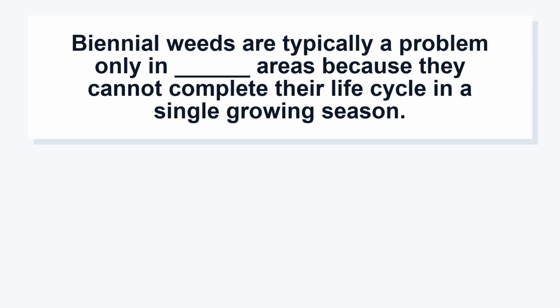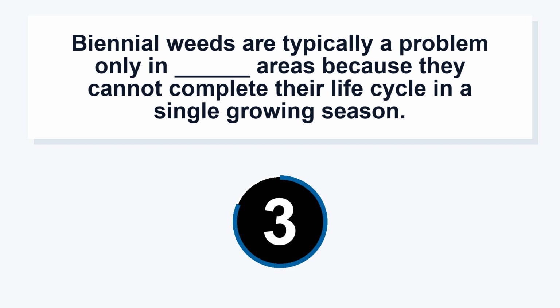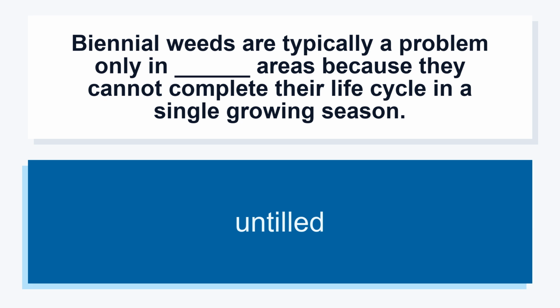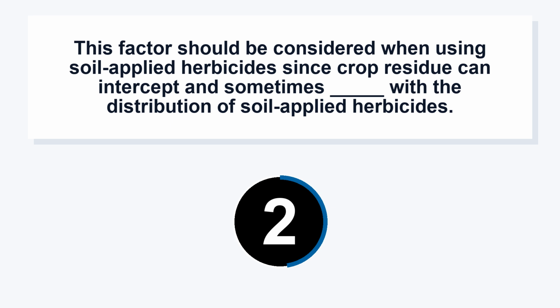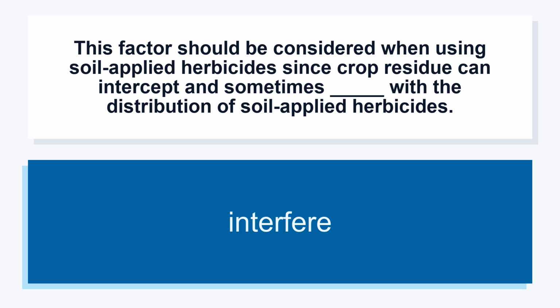Biennial weeds are typically a problem only in untilled areas because they cannot complete their life cycle in a single growing season. This factor should be considered when using soil-applied herbicides since crop residue can intercept and sometimes interfere with the distribution of soil-applied herbicides.